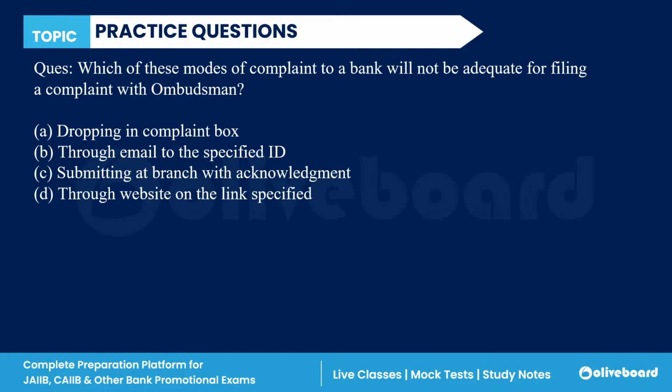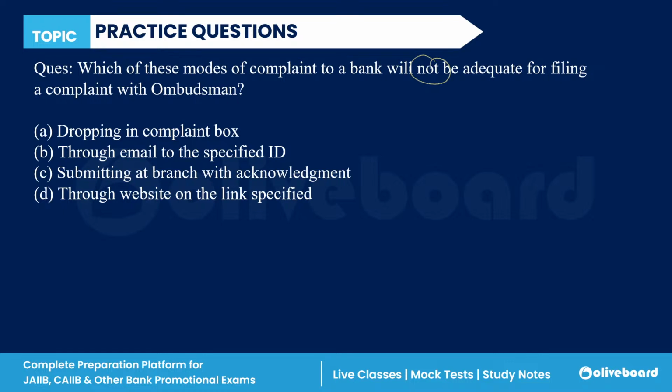Next, which of these modes of complaint to a bank will not be adequate for filing a complaint with the ombudsman? Dropping in the complaint box, through email to the specified ID, submitted at the branch with acknowledgement, or through website on the link specified. Which of these modes will not be adequate for filing the complaint?